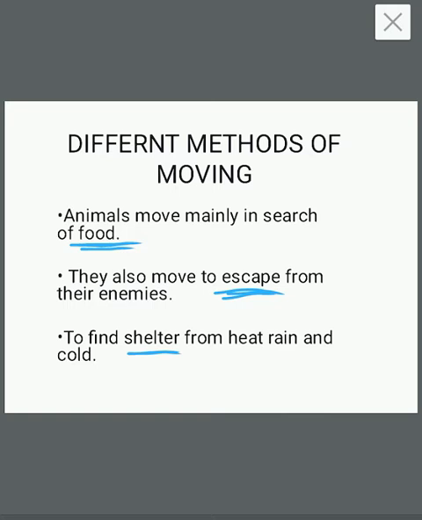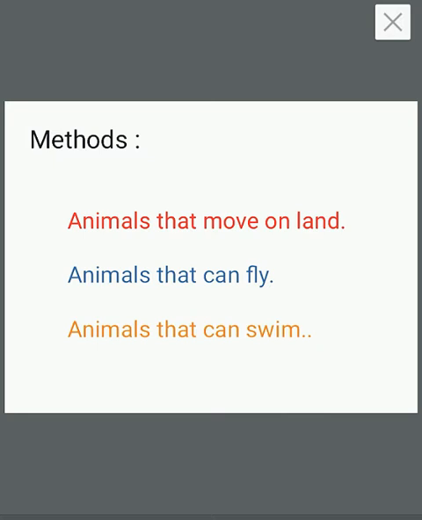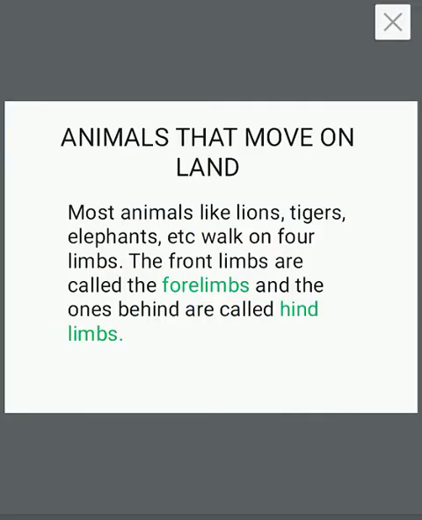Now, animals move in very many different ways. Some move slowly and some move very fast. Some move over small distances and some move over long distances too. Now, we will be looking at different methods or modes of movement based on the kind of habitat that the animals live in. So what are those different methods? The first one is animals that move on land. The second one is animals which can fly, and the third category is animals that can swim. So let us start with those animals that move on land.